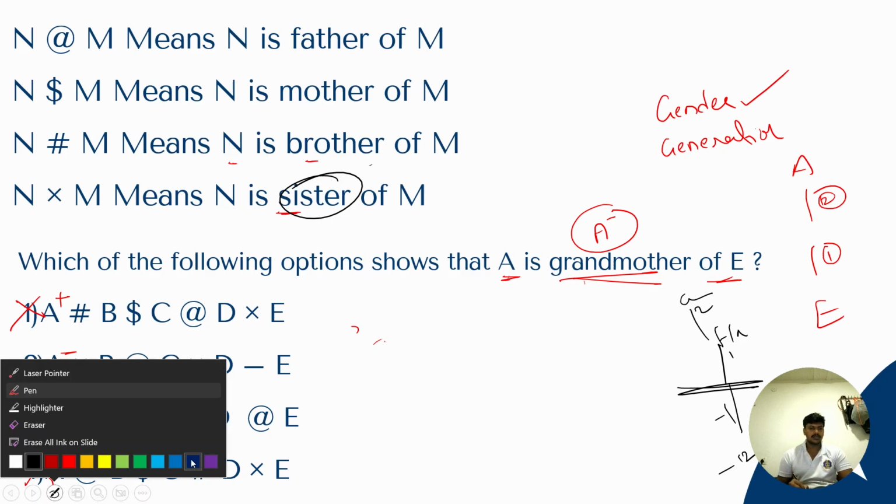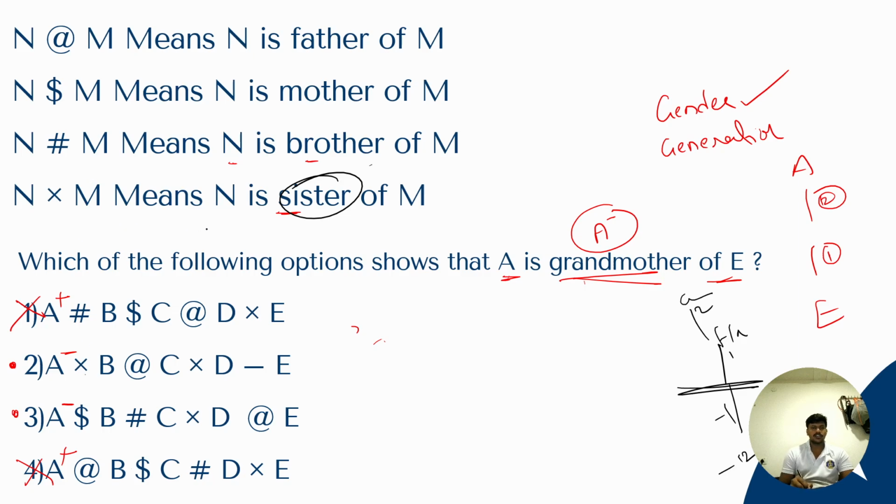For example, here, first cross. What is meant by cross? Sister, no generation gap, 0. At means father, 1 generation gap. Cross means sister, again no generation gap. Minus means, I think I have drawn the wrong symbol here. This is hash. Okay, hash means brother, again 0. Now I want between A and E, so add all of them. You are going to get only one, but I want how many generations? So this is also not my answer.